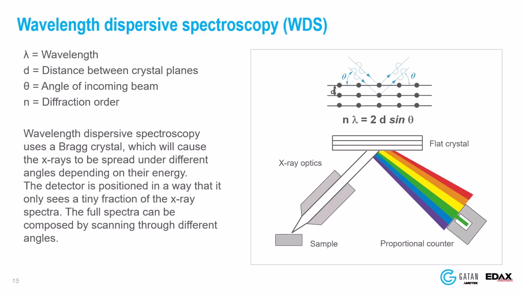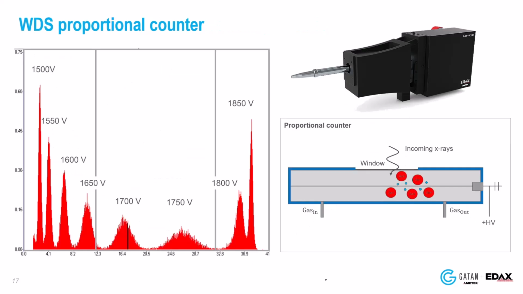The energies are selected using flat crystals with a defined lattice spacing. Once the collimated X-rays from the sample reach the crystal, they interact with the atomic lattice, and following Bragg's law, high energies are diffracted under a different angle than lower energies. So by positioning the proportional counter under a given angle, the respective energy can be measured.